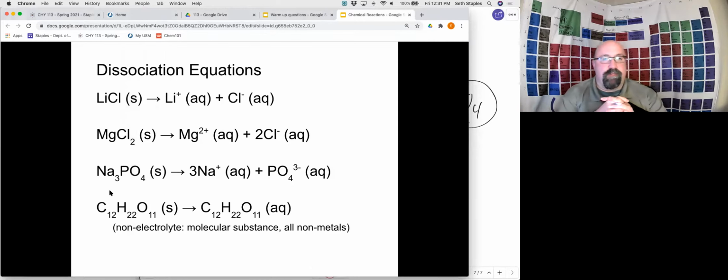Lastly, we have sucrose, just some common table sugar, C12H22O11 as a solid. We dissolve that in water. Now that is not an ionic substance. All nonmetals in here. This is a molecular substance, therefore it is a non-electrolyte. It is not going to break up. It is actually going to stay together in its complete form.